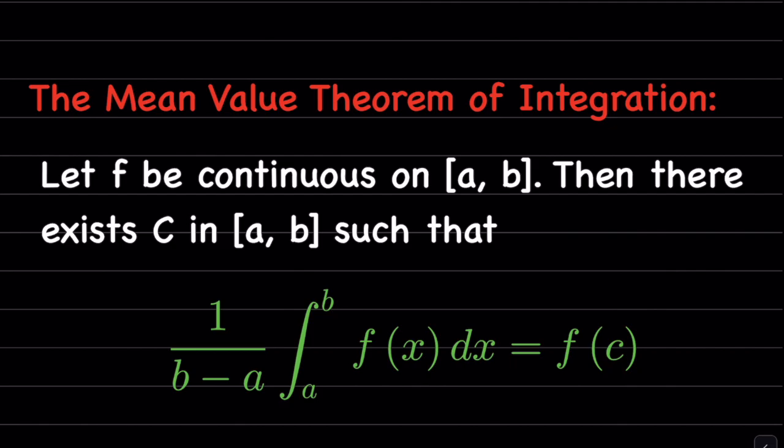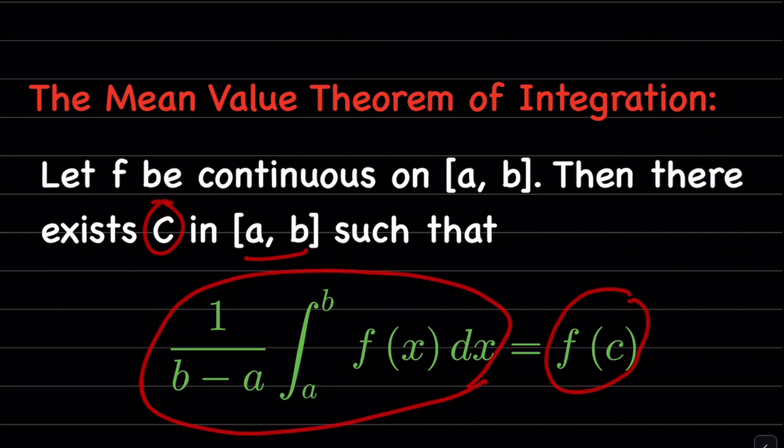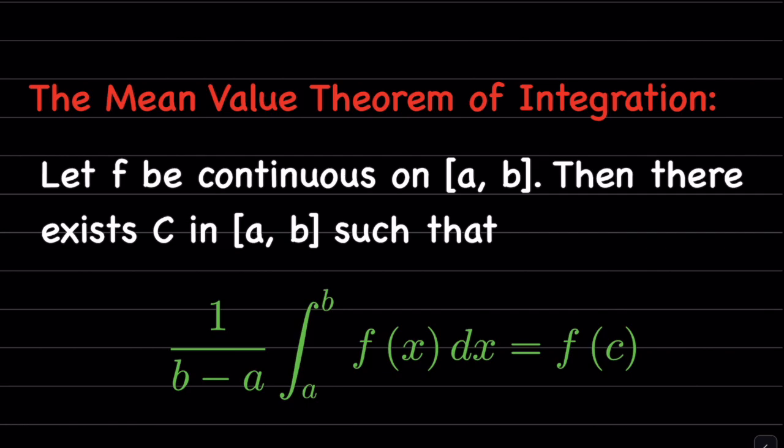And the mean value theorem of integration tells us that if this function f is continuous, then there exists a number c inside the interval so that the average value of the function becomes equal to the value of the function at that point c. Think about the grades in a classroom. The mean value theorem of integration would tell us that there's a student in this class whose grade is equal to the average of the class. And this is not always the case.